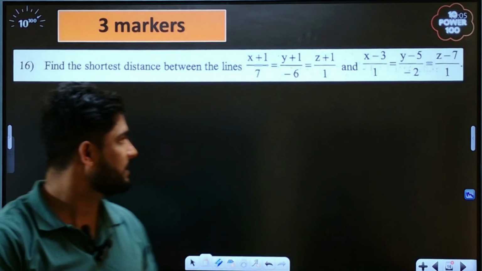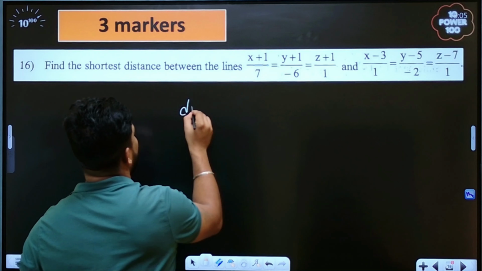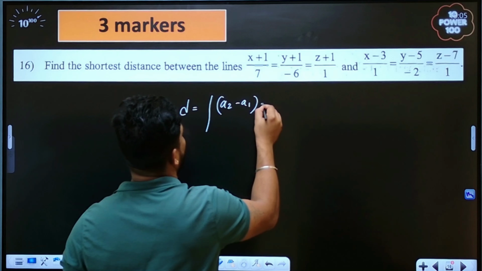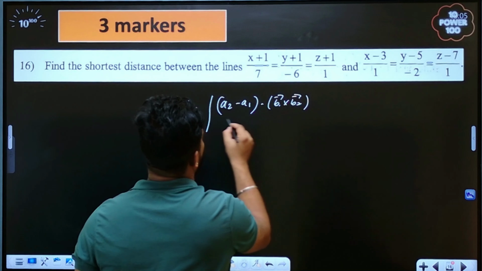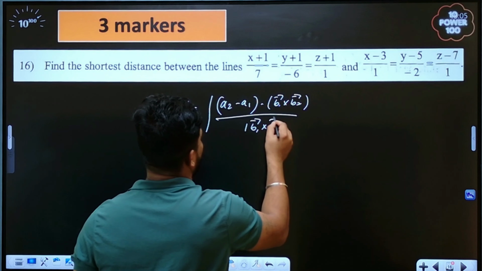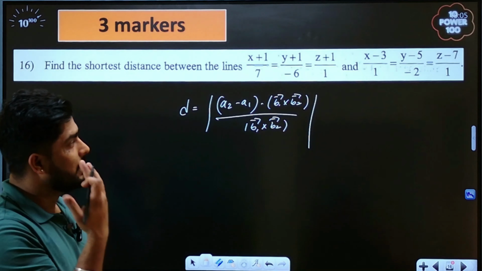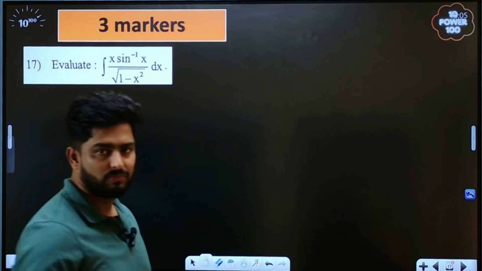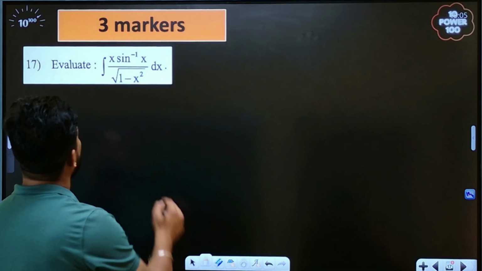So next one. Find the next three markers. Shortest distance between two skew lines. Here the formula is very simple. D is equal to modulus of A2 minus A1 dot B1 cross B2 divided by magnitude of B1 cross B2. I've done this question multiple times, so I'm not going to do this one. You know how to solve this; it is a direct question. I'm just stopping here.